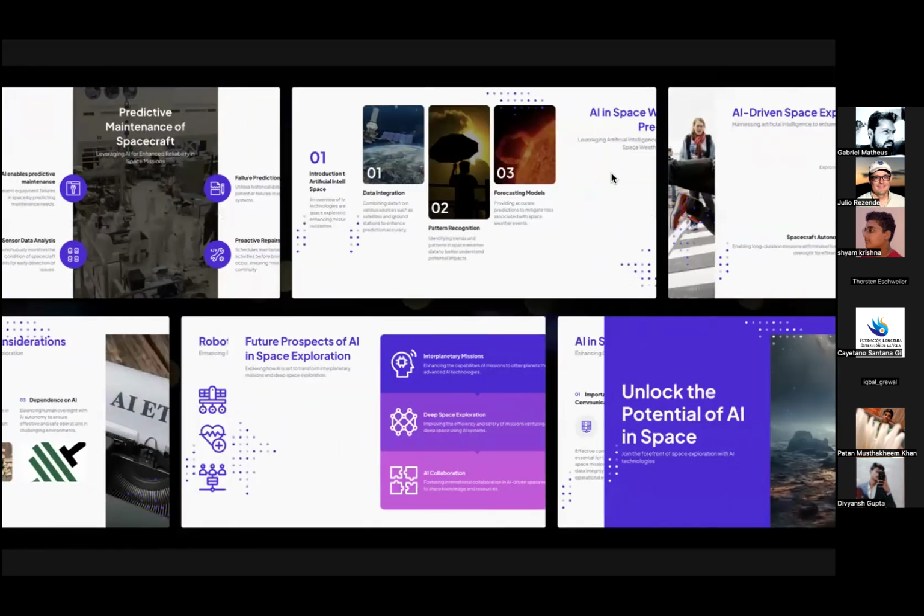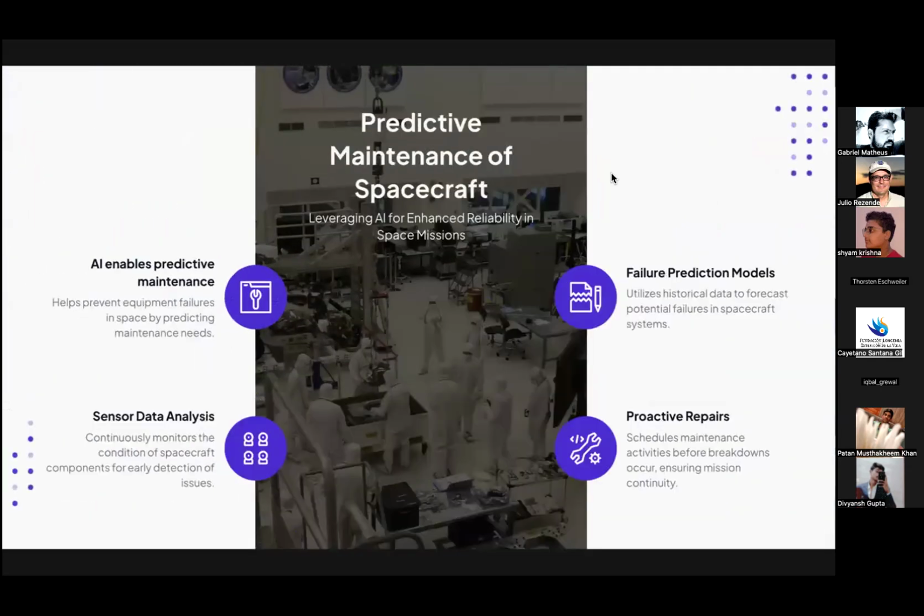Now coming to the predictive maintenance of spacecraft, which will be taken by my teammate, Miss Sai Mahima. I hand over to Miss Sai Mahima to continue the PPT.